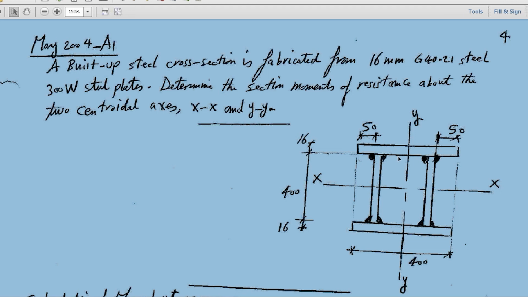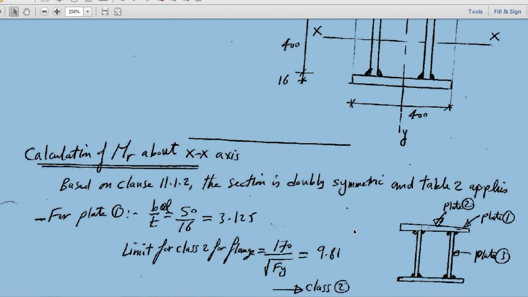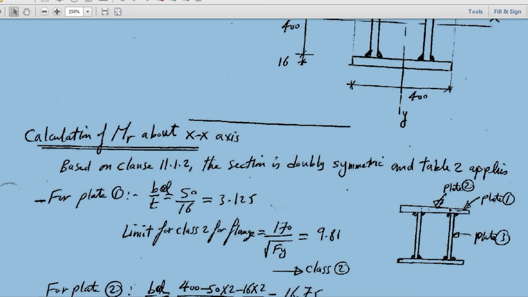Divide over t, then check it with the limit for class 2 and 3 for a plate supported from two sides, which is the case of HSS. Then take the width h over w and check whether it's class 2, 3, or 4. So this is what we did here first. I divide the section into three plates. Plate 1 is free from one side and supported at the web.